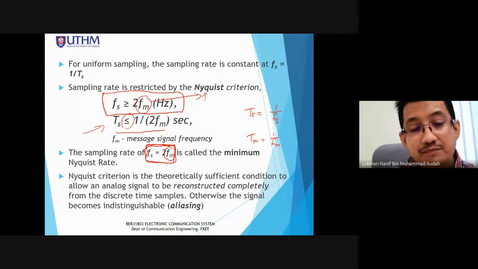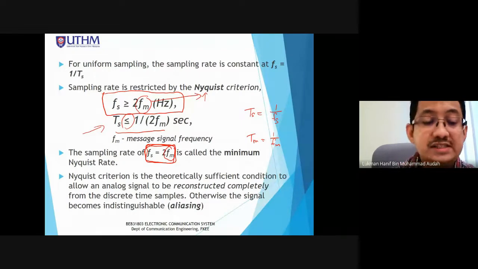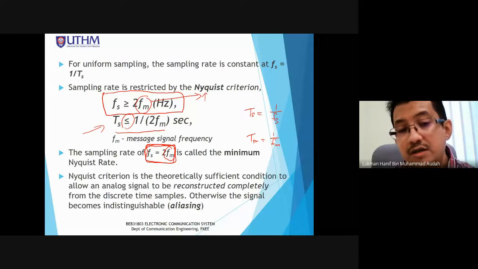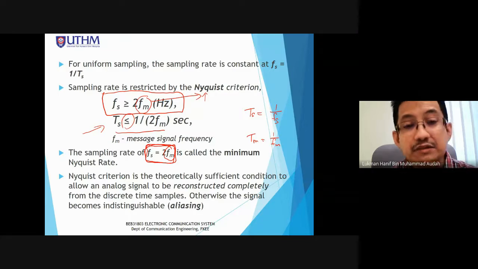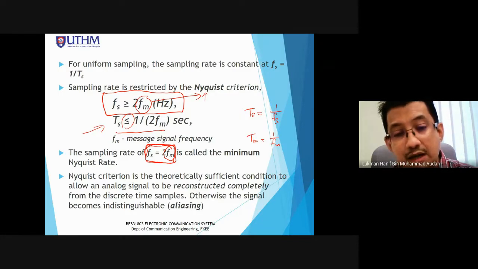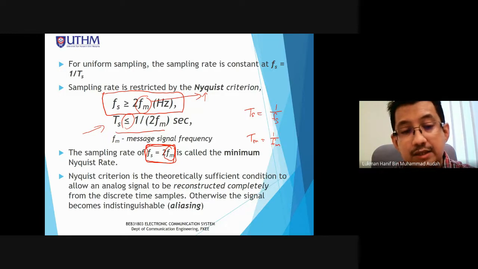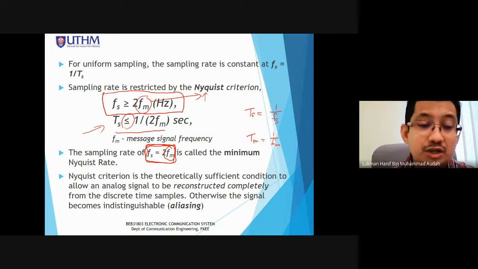And it is said that if we sample less than 2 FM, there's going to be overlapping of the adjacent samples in the frequency domain. Akan berlakulah pertindihan sampel dalam frequency domain. Macam mana? Itu dipanggil sebagai aliasing phenomenon.